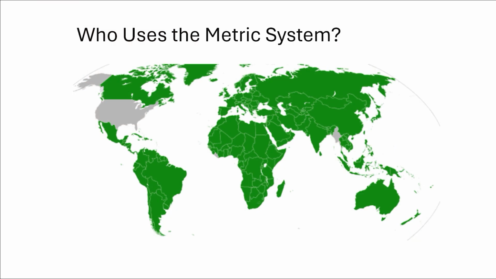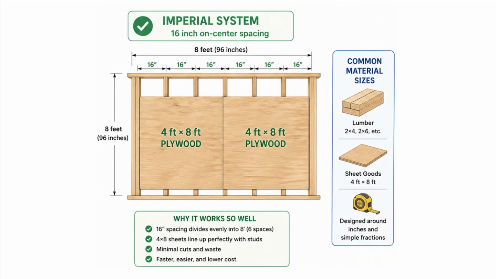Today, even though Canada and most of the world have switched to the metric system, which uses kilometers, meters, centimeters, and millimeters to measure distance, we still use the imperial system with feet and inches for much of the measurement in the construction industry. There are quite a few reasons for this.